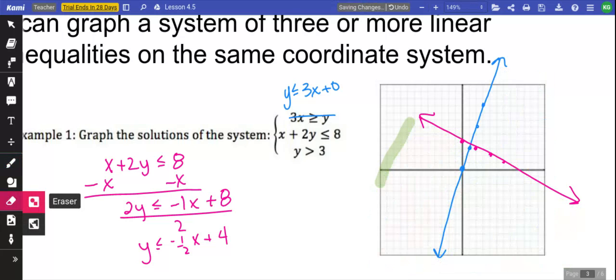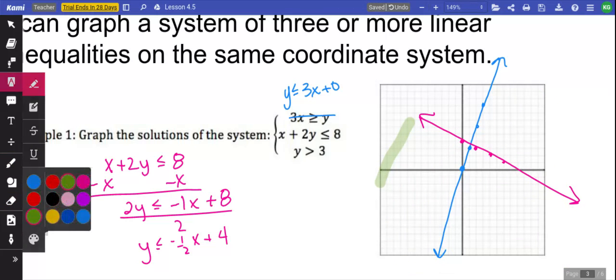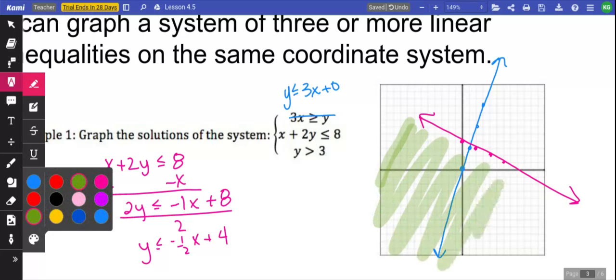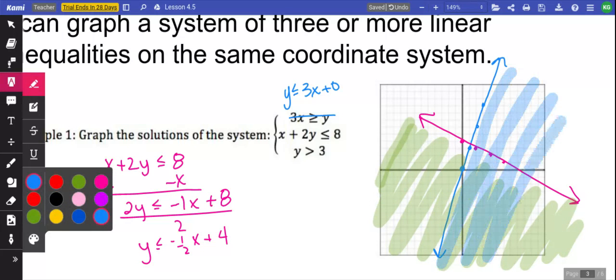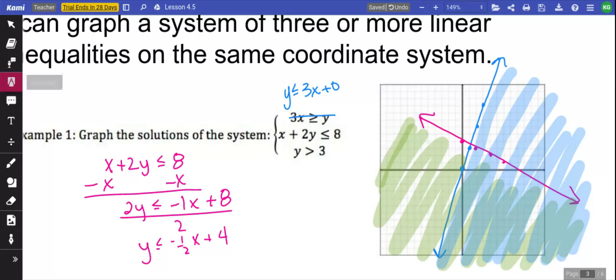I just did negative 3 by accident. Oh, no. Okay, y is at positive 3. And it should be a dashed line. And it is also greater than.